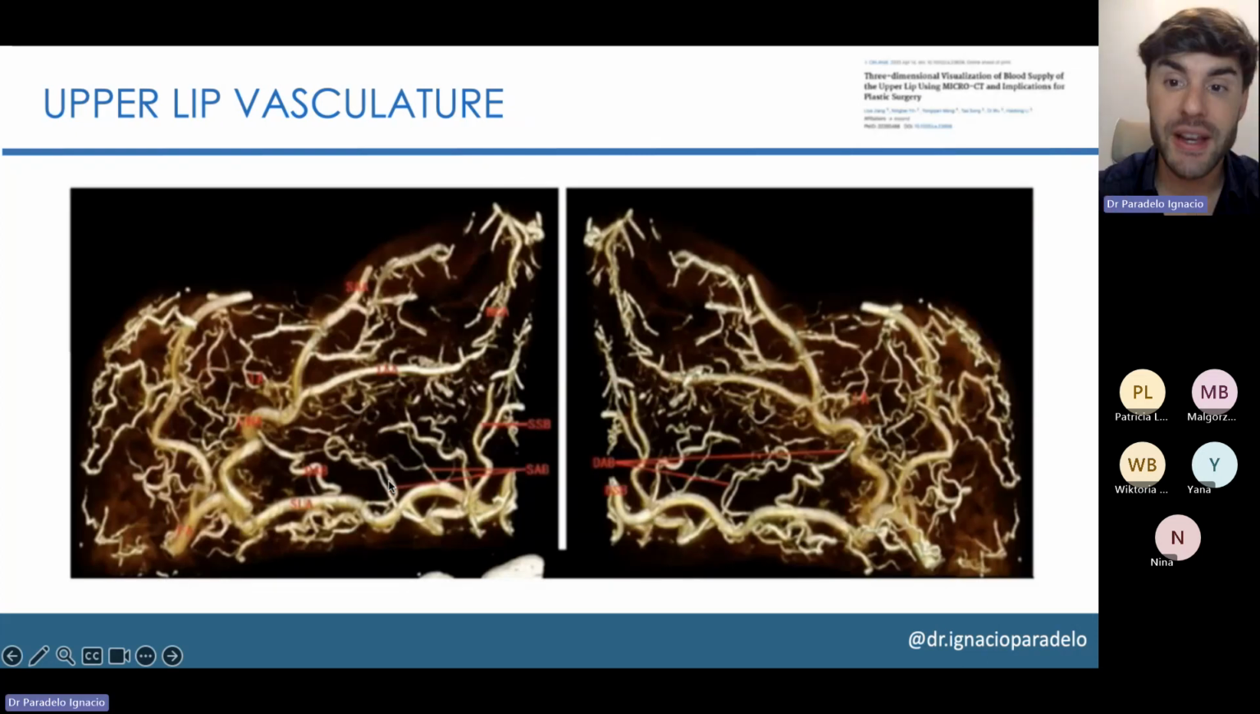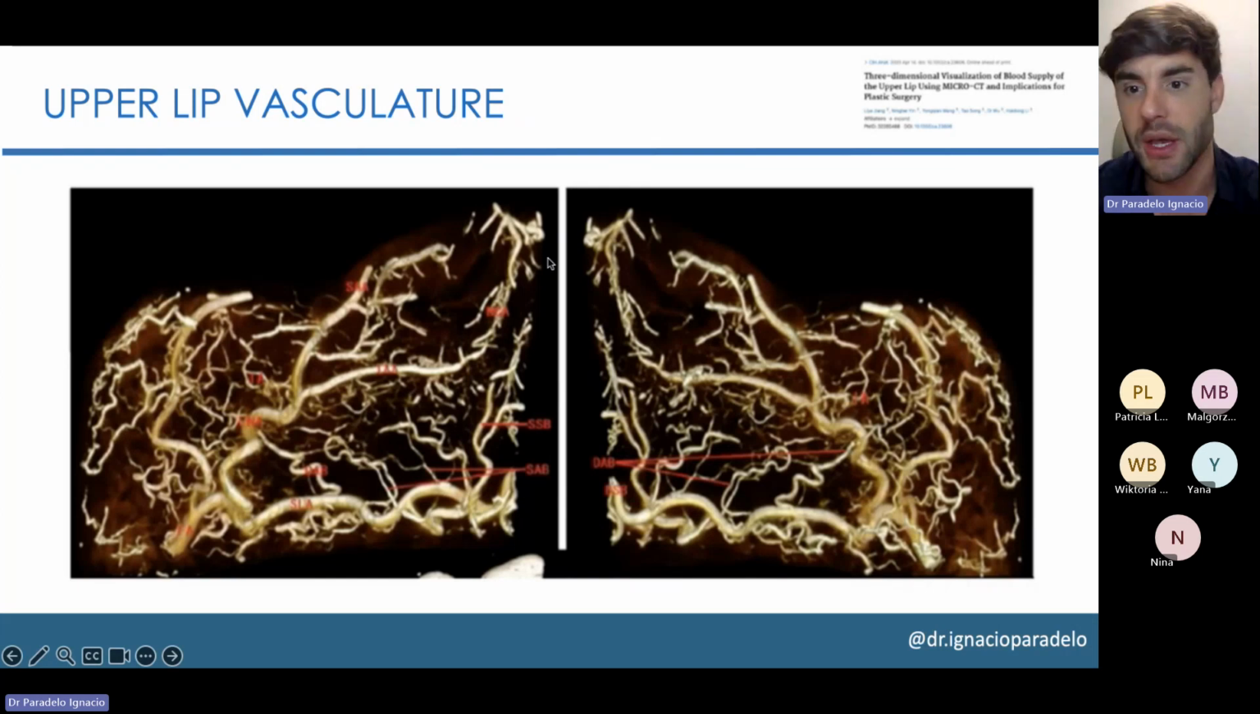There is a study carried out by Sebastian Cotofana, a great German anatomist, where the different anatomical variations found in the superior labial artery and inferior labial arteries were published. I think this study is very interesting for you to know, and you can find it on Google. It's a free study, so I think it's really interesting for you to read it.